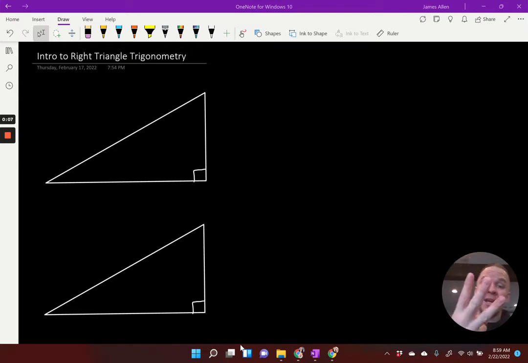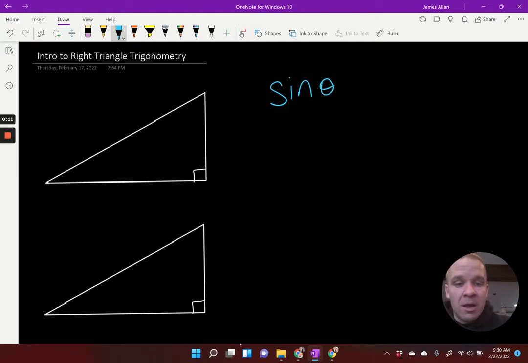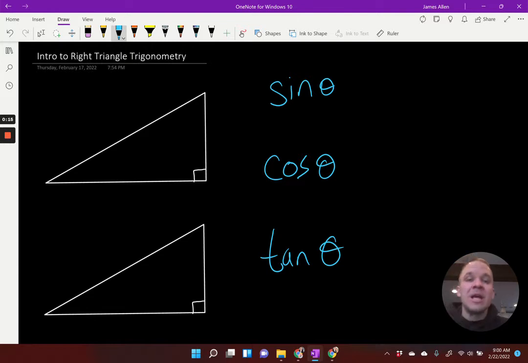All right, there are three main trig functions we're going to be using here, which are sine of a particular angle, cosine of an angle, and tangent of an angle. Not sin, cos, tan, but sine, cosine, and tangent. They are abbreviated with those three letters. Excellent. All right, now the sine, cosine, and tangent of these angles are all equal to the ratio of two sides of the right triangle.